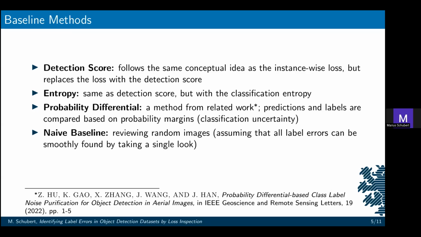which our method does. Furthermore, we look at the performance of the probability differential, which is a method from related work and compares the classification of predictions and assigned labels. And the last, the naive baseline, describes the very basic method of simply looking at random images without deep learning techniques and trying to detect all label errors within this image.